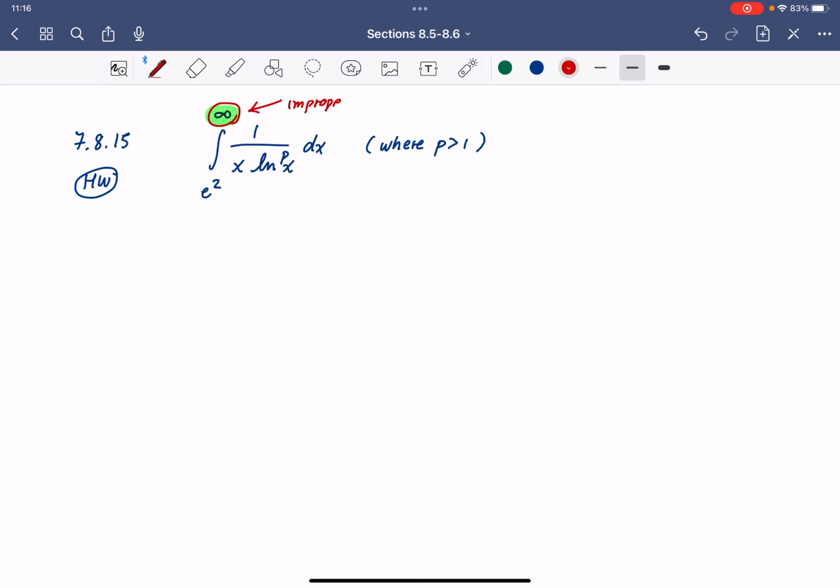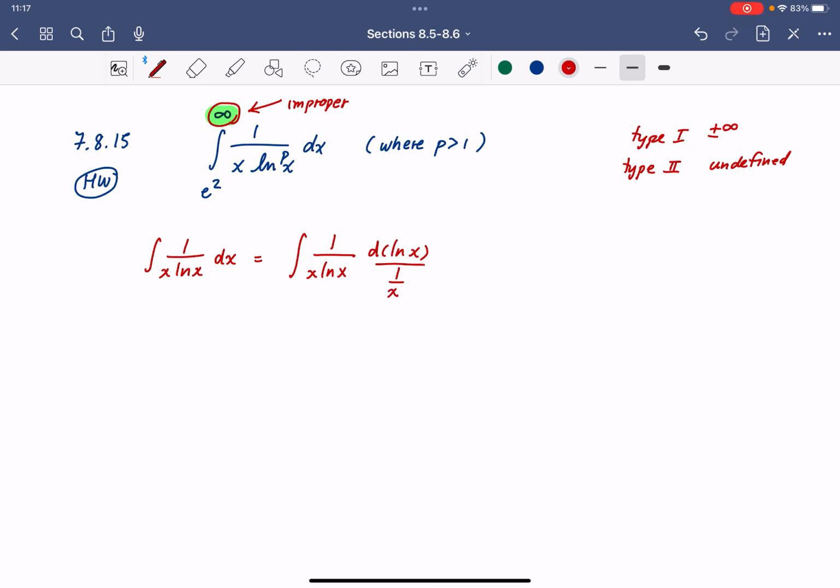Remember, you have two types of improper integral. Type one means you have plus or minus infinity at the boundary. Type two means you have something that is undefined. So these are the two types of improper integral. Of course, when you do this one, you have to pick your substitution. But first of all, we're going to integrate first. Integrate 1 over x (log x)^p dx. Let's integrate this one first. It's going to be d log x over 1 over x here, right? Because you can pick u to be log x always. Oh, I have p as well, right? So I am going to use my u substitution.